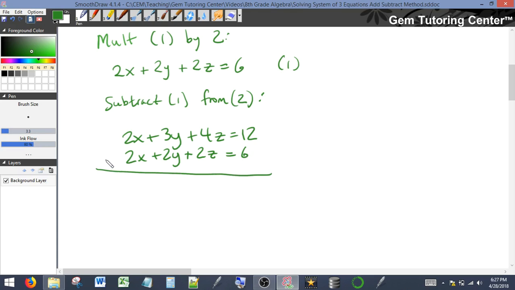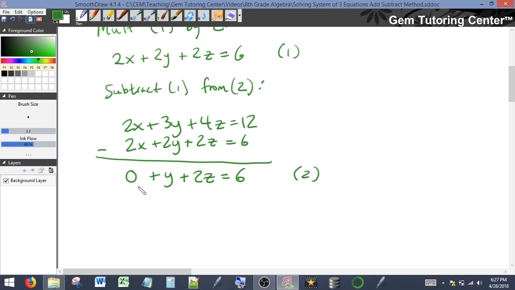Okay, so now we're going to subtract these equations. 2x minus 2x is 0. So there we go, we eliminated the variable x. Now let's see what's left over. Plus 3y minus 2y, so that's just a y. And then plus 4z minus 2z leaves plus 2z. And then we have 12 minus 6 on the other side of the equation, which is 6. Let's keep this as it is and call it the new equation 2, okay?